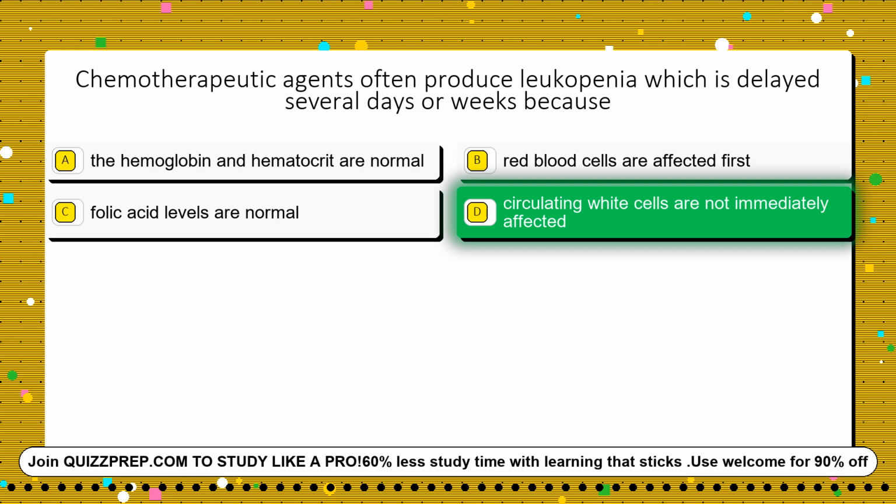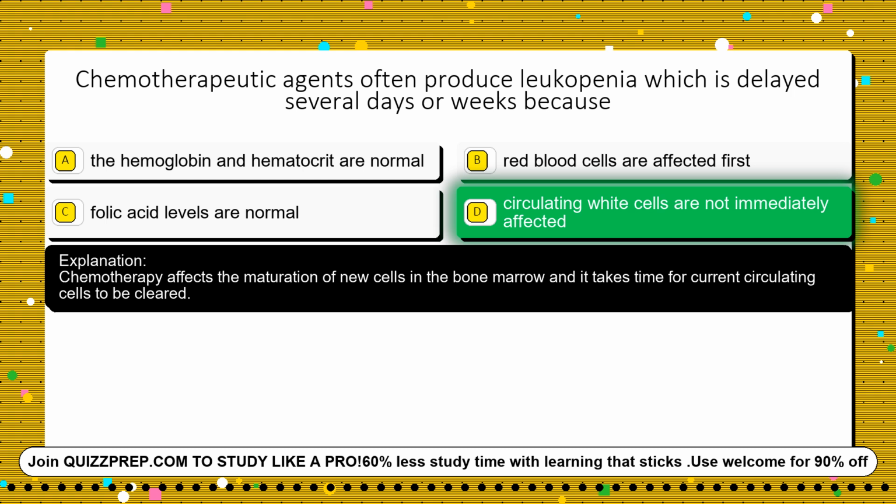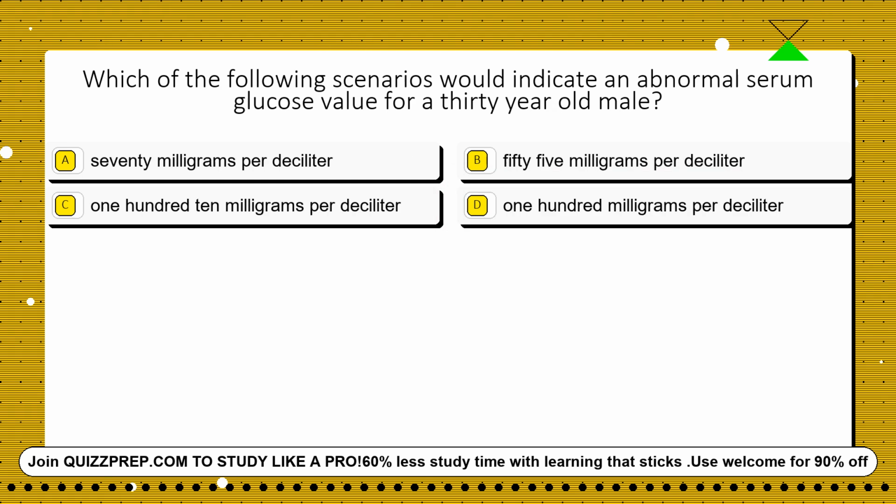The correct answer is option D. Circulating white cells are not immediately affected. Chemotherapy affects the maturation of new cells in the bone marrow, and it takes time for current circulating cells to be cleared. Question 38. Which of the following scenarios would indicate an abnormal serum glucose value for a 30-year-old male?